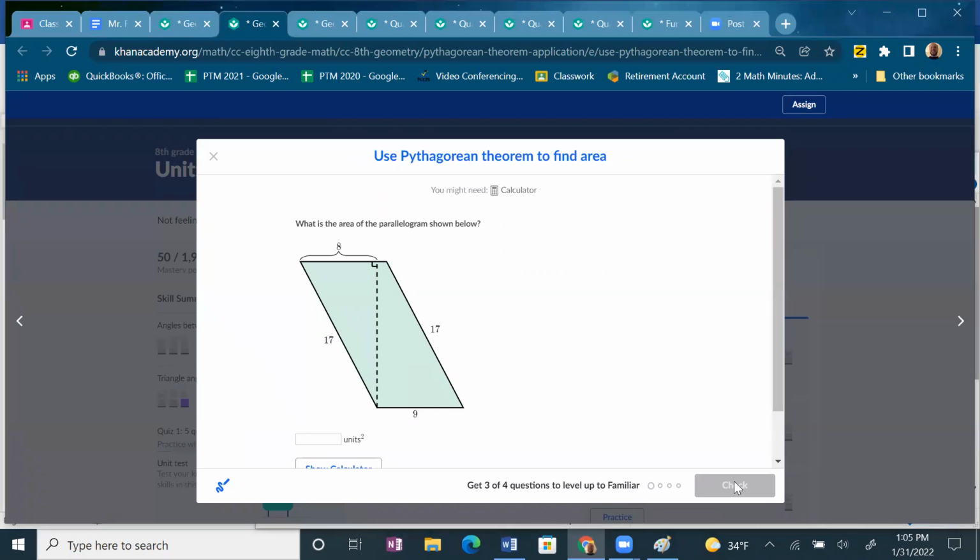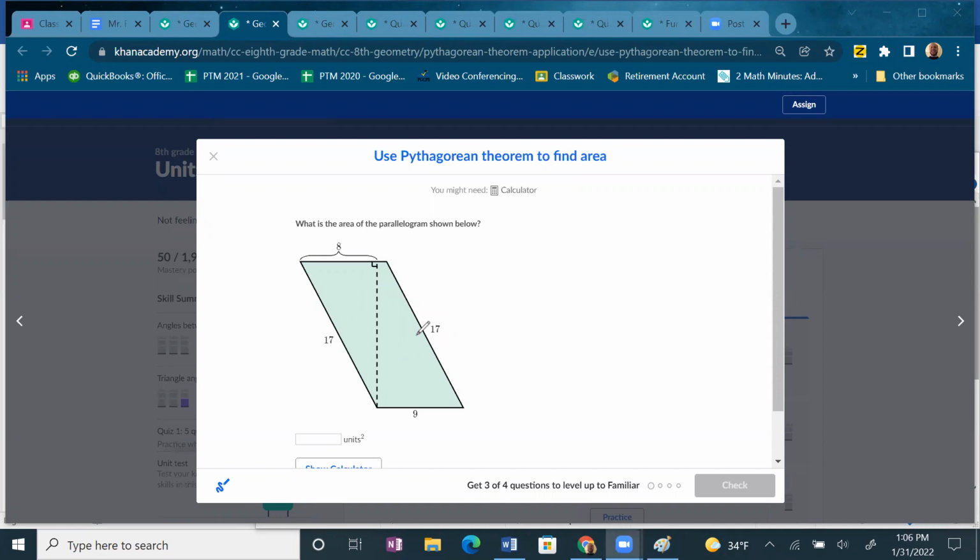Now, finding the area. So we talked about composite shapes, cutting things into triangles and rectangles to find the area. Well, we can do the same thing using the Pythagorean theorem to find the missing dimensions. So there's 2 ways to find the area of this parallelogram. You could find the area of this triangle and this triangle, and then add them together.